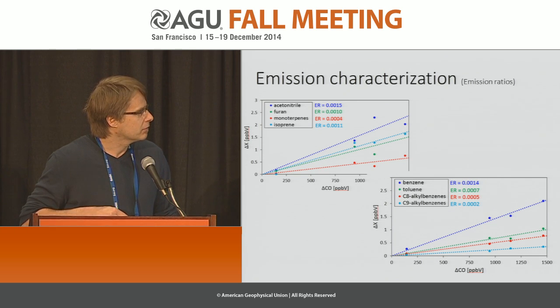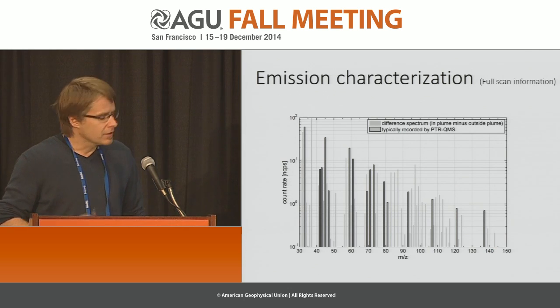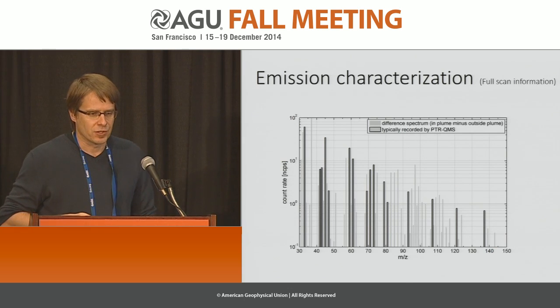Monoterpenes, benzene, toluene, C8. So here it's again the sum of the C8 alkyl benzenes and C9 alkyl benzenes, because we still cannot resolve isomers, of course. This is also another major advantage of this TOF.